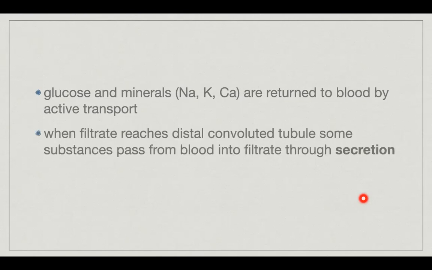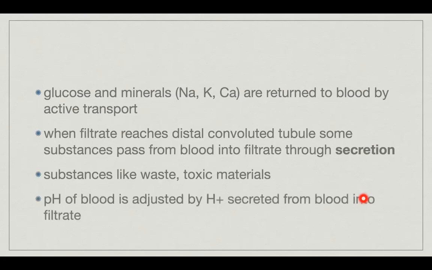When this filtrate reaches the distal convoluted tubule, some substances pass from the blood into the filtrate, through a process called secretion. This is going to be any waste or toxic material that is left in the blood. The pH of your blood is also going to be adjusted by hydrogen ions, which will be secreted from the blood into the filtrate. Because remember, your entire body is built on homeostasis. You need to make sure that all aspects of your body are stable, including the pH of your blood.